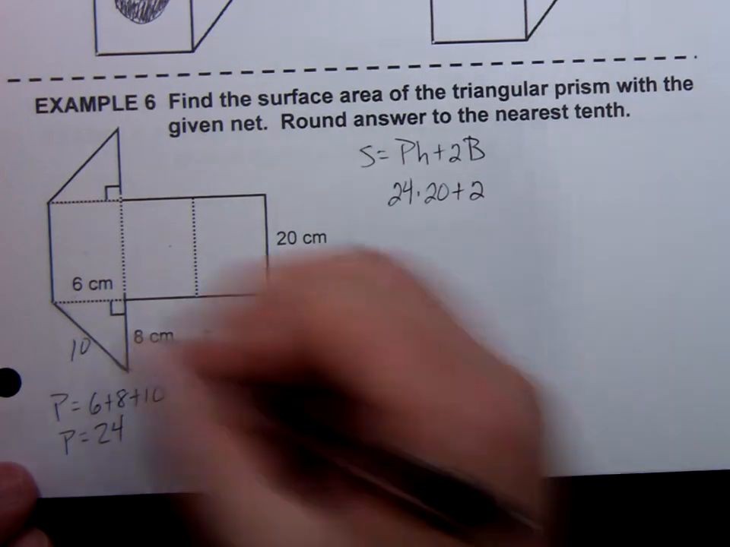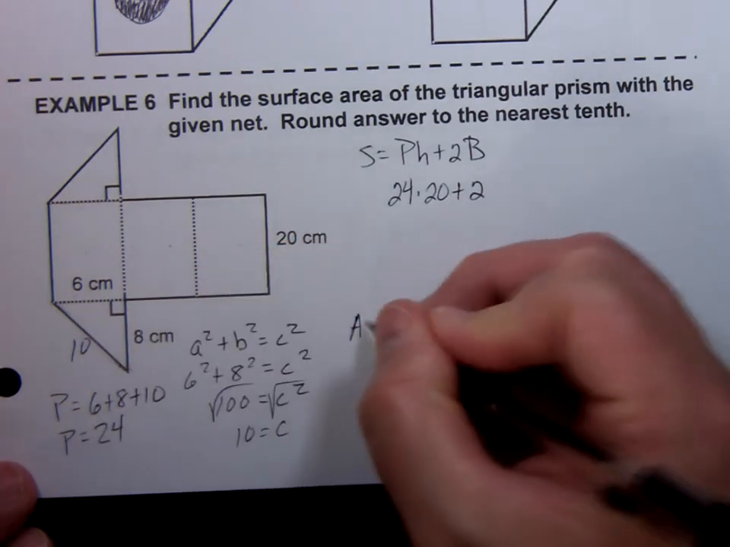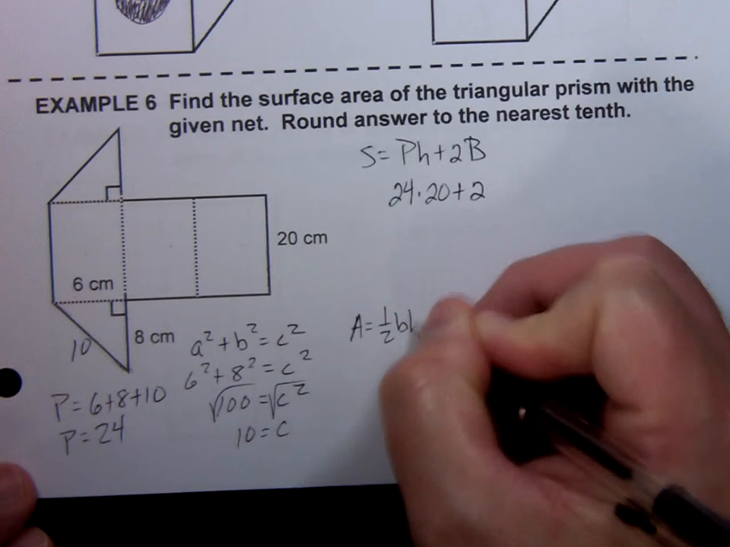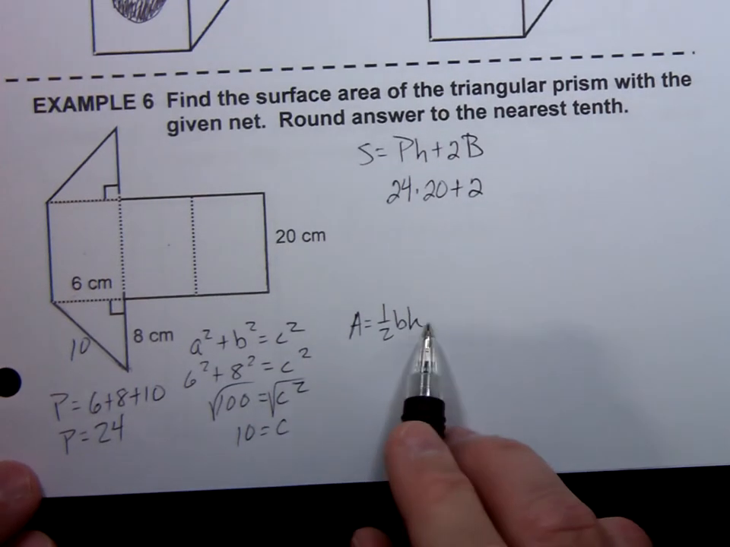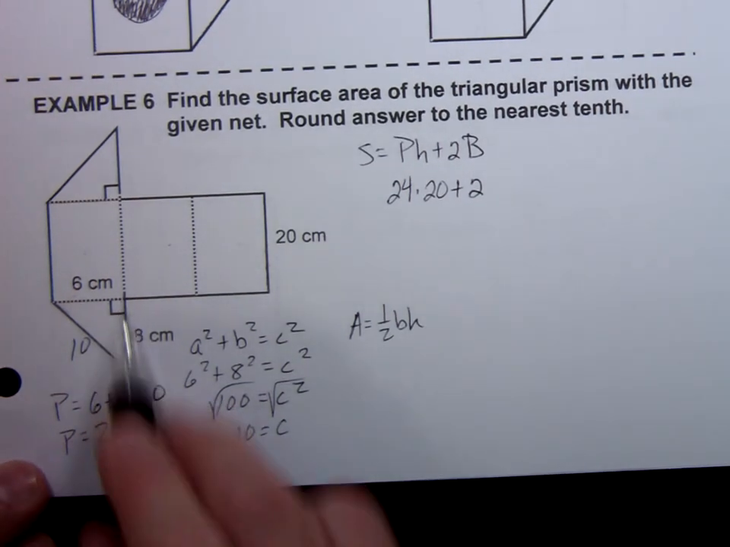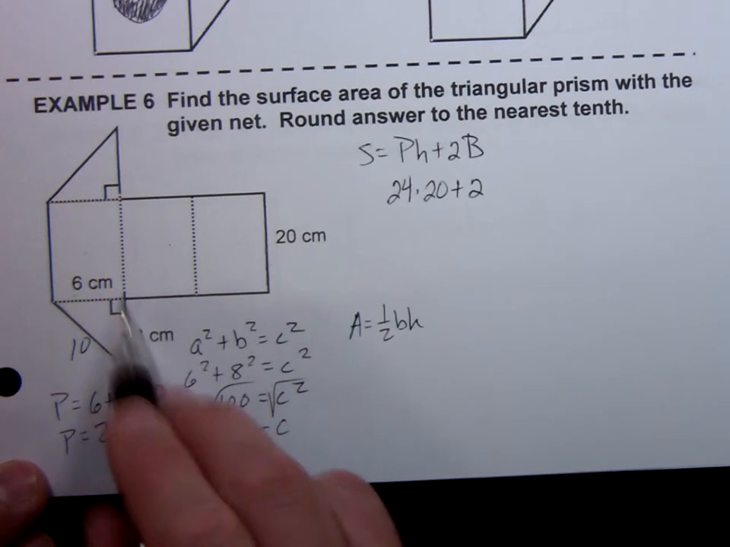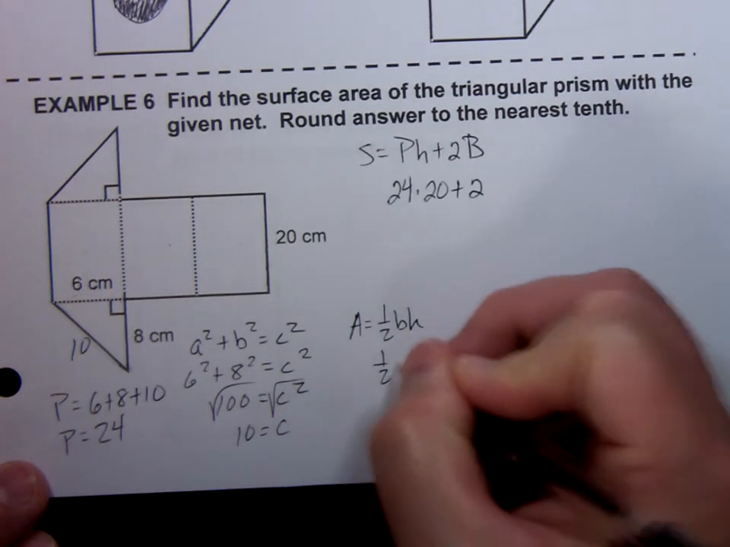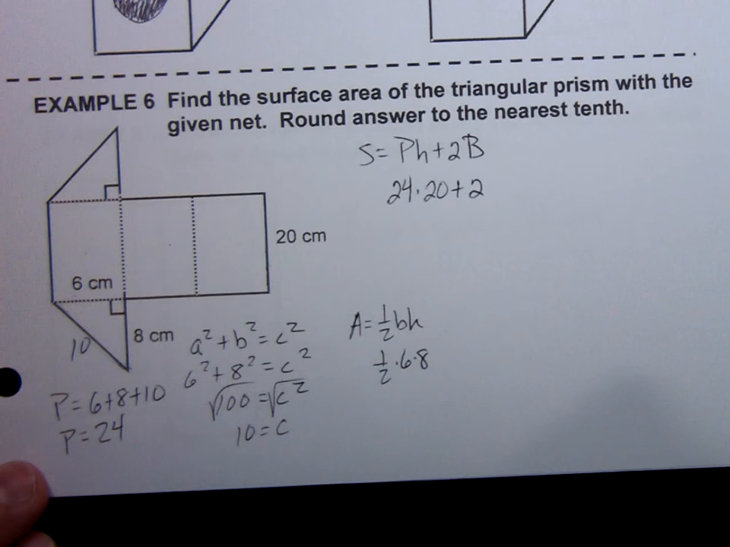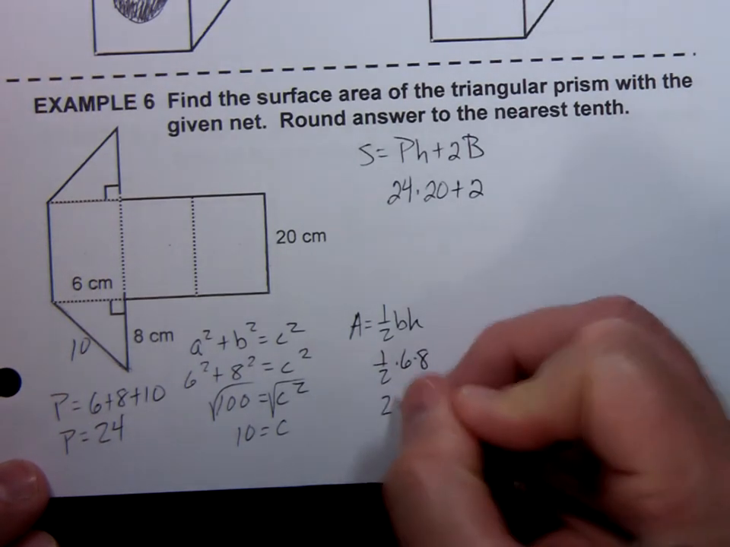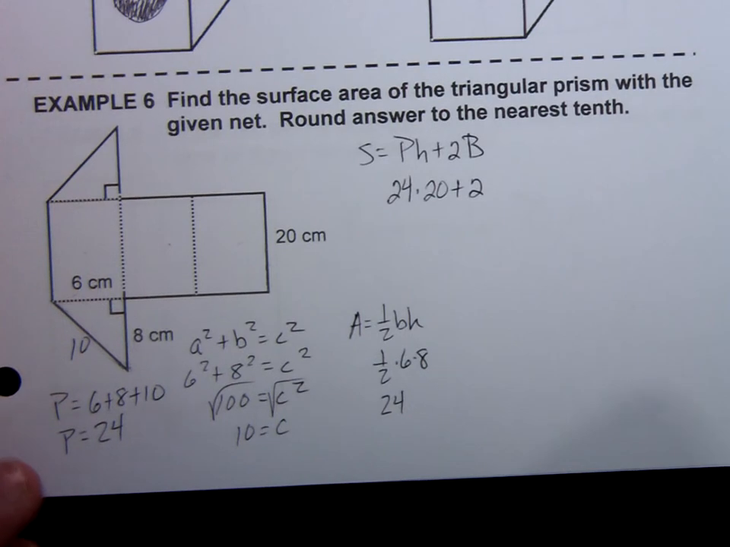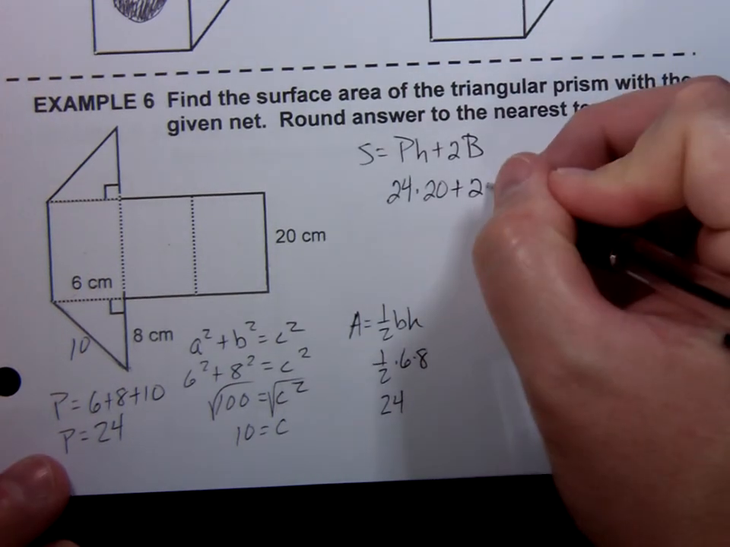Well, the base is a triangle, so the formula for the area of a triangle is 1/2 times base times height. And remember, base and height are always perpendicular to each other. So the 6 and 8 are forming that right angle. Those are the base and height. Doesn't really matter which one's which. So I'll do 1/2 times 6 times 8. Gives me 24 for that one as well. So I know that the area of the base is 24.